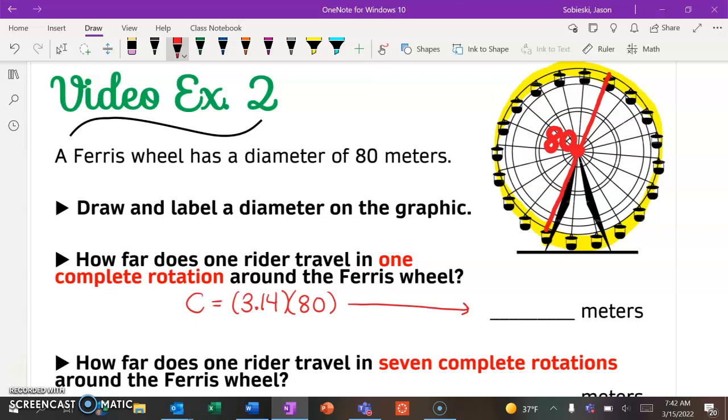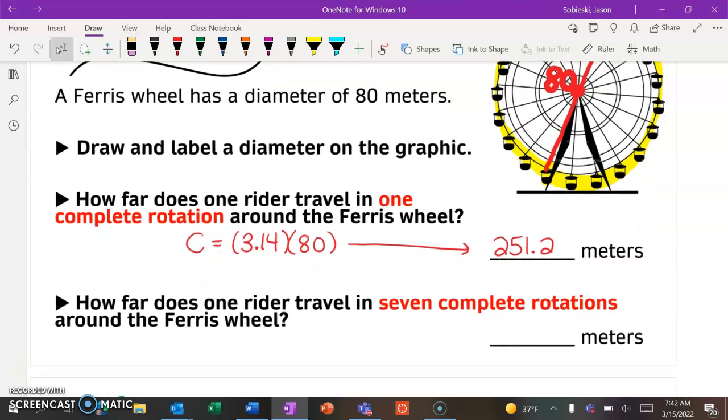And if we put that into our calculator, 3.14 times 80 gives us 251.2 meters. That's the entire distance they would travel if they went one rotation around.